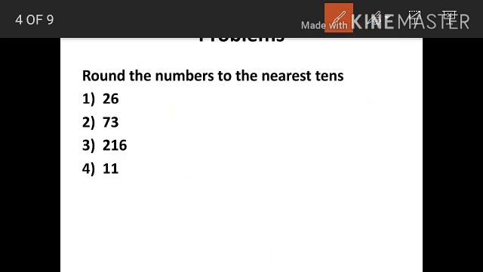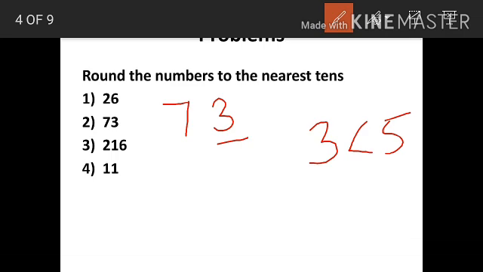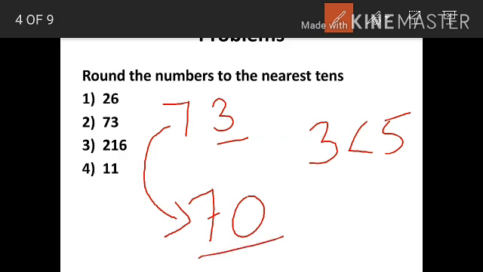Now consider the next one. It is 73. So we know that 3 is in the ones place. So 3 is less than 5. What we should do? We should keep the digit at tens place as itself. So we'll keep 7 here itself. And what about the digit at ones place? We should put a 0. So when we are rounding off 73 to the nearest 10, we will get the answer as 70.